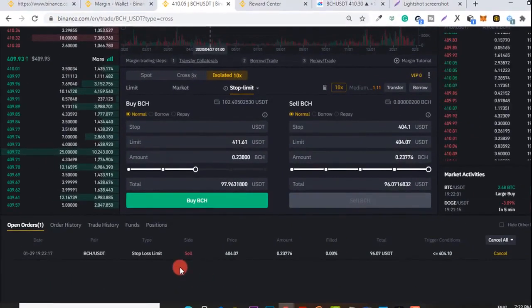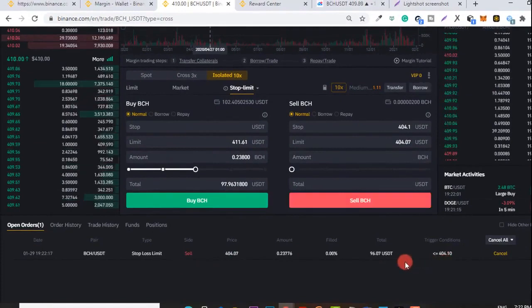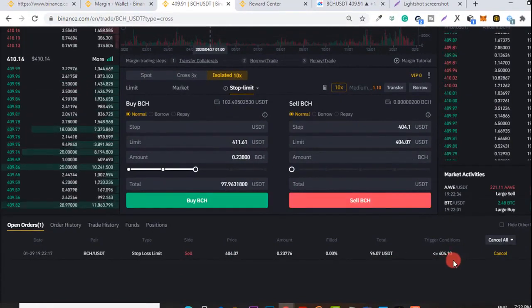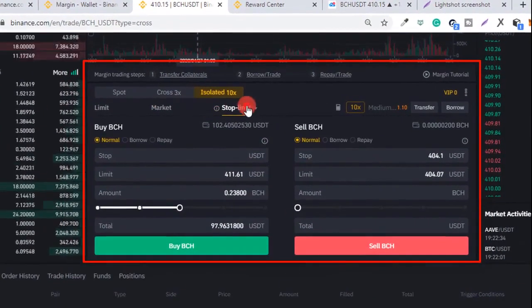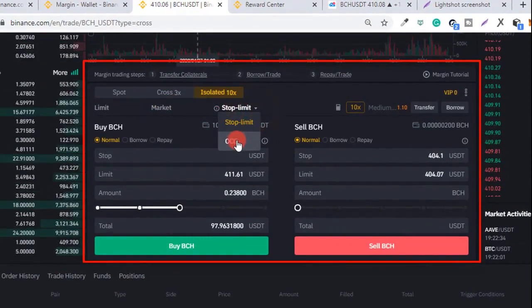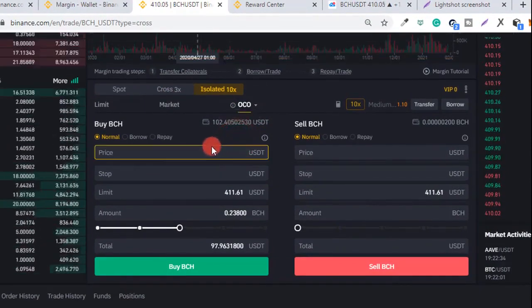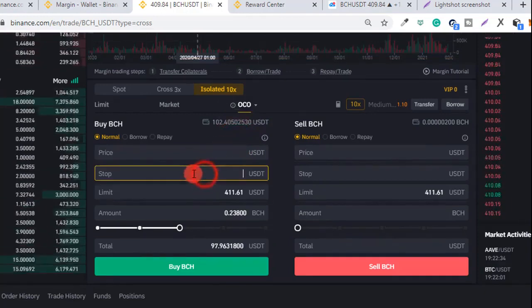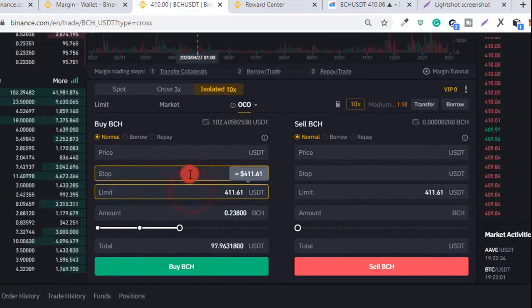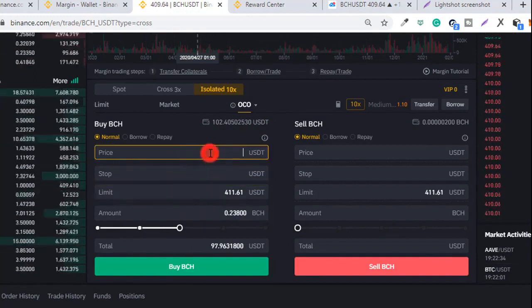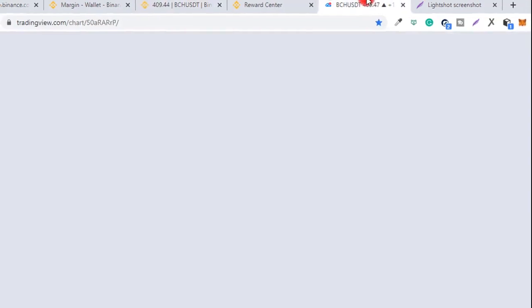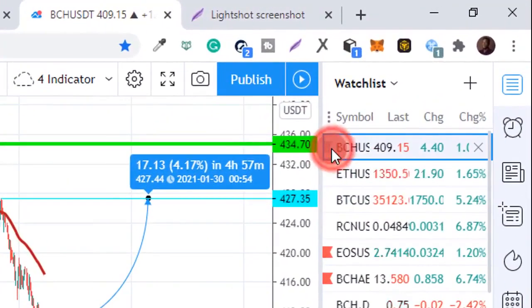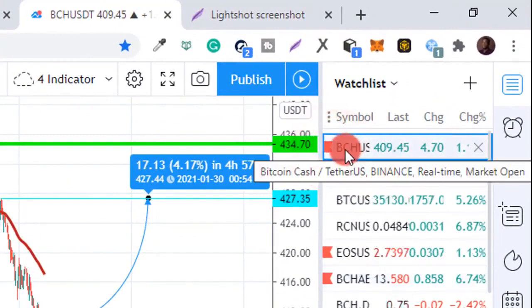So right now I now have an open order, and in this open order it's going to automatically sell it when price gets to 404. So by doing that I'm going to reduce my loss. In case you want to set a stop loss and a take profit at the same time, you can use an OCO order, that is one cancel another. So here this stop limit will serve as your stop loss, and this price here will serve as your take profit. Okay, exit. Another thing I do is, if I place a trade, I usually come here and tick it that I have an active trade on Bitcoin Cash, so I'll be watching it.